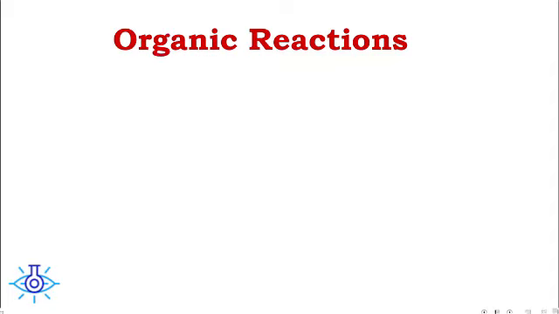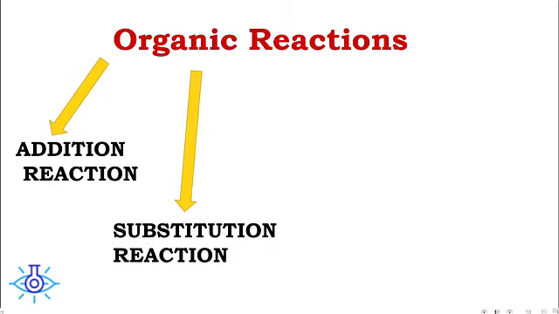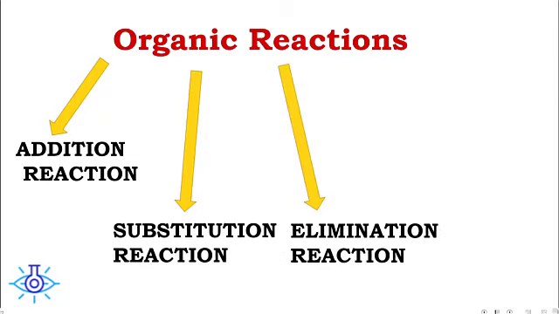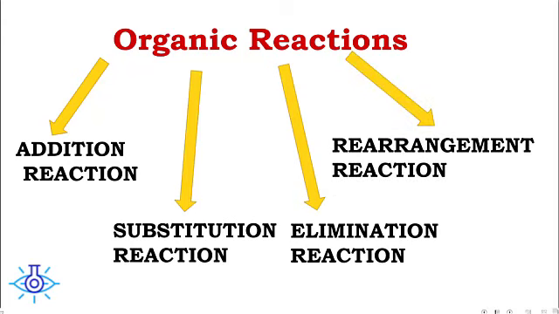In today's video, we are going to learn about the different types of organic reactions in organic chemistry. Organic compounds undergo various reactions like addition reaction, substitution reaction, elimination reaction, and rearrangement reaction. Let us learn about each reaction in detail. First of all, let us learn what is addition reaction.